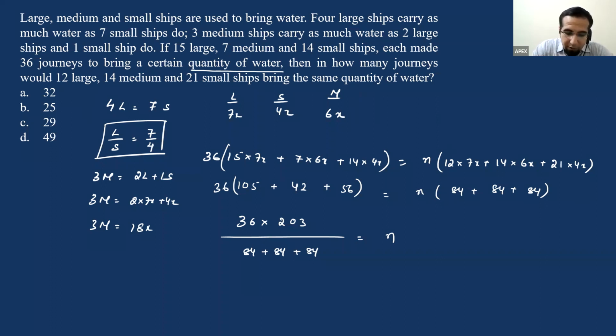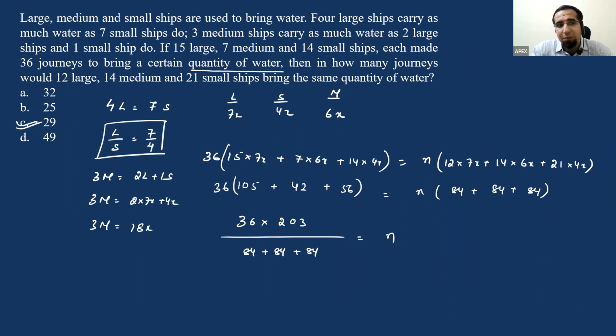That's going to be how much, guys? 84 into 3, that's 252. 36 into 203 divided by 252, that's 29, and therefore your answer becomes option C. Clear, guys? So very easy question. You should not have left it, but the most important question is, are you reaching here? Right? That's very important here.